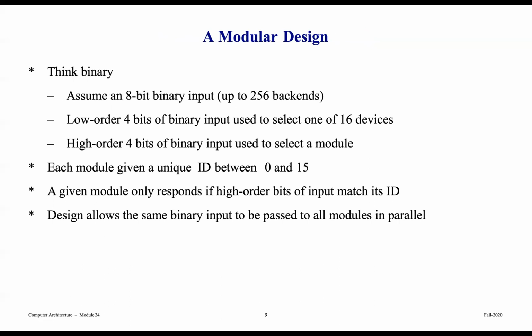If we assume an 8-bit binary input, that would give us up to 256 back ends. The lower order 4 bits of the binary input are used to select one of 16 devices, and the high order bits of the binary are used to select a specific module. Each module is given a unique ID between 0 and 15, and a given module only responds if the high order bits of the input match the corresponding ID. The design allows the same binary input to be passed to all modules in parallel.